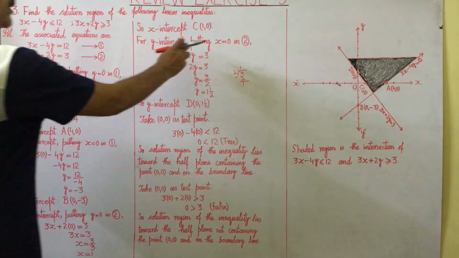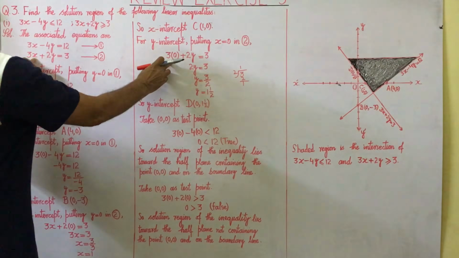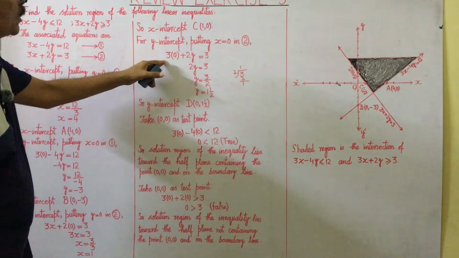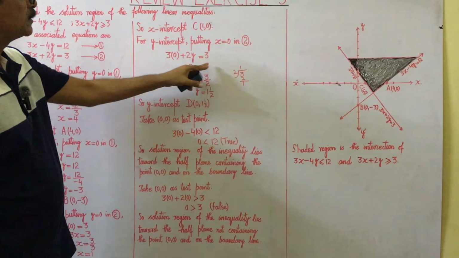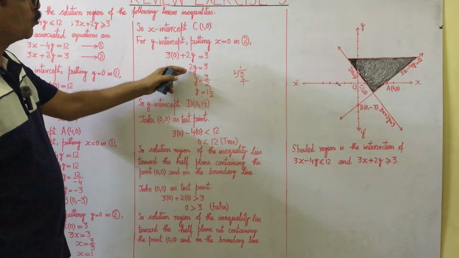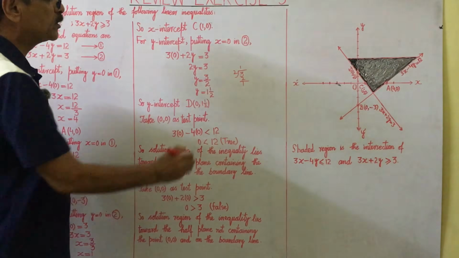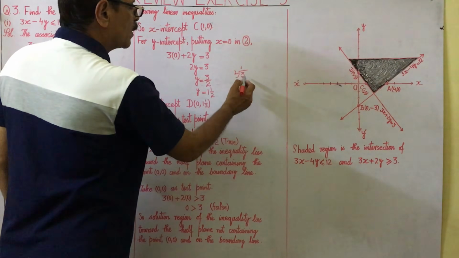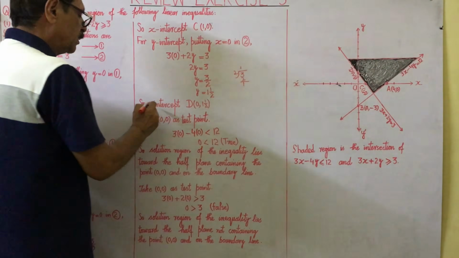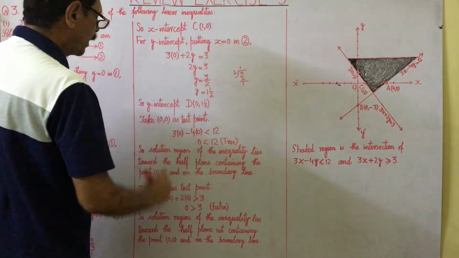For y-intercept, putting x is equal to 0 into 3 into 0 plus 2y is equal to 3. 3 zeros are 0, 0 plus 2y is 2y is equal to 3. Dividing both sides by 2, 2y over 2, 2 cancelled with 2, y is equal to 3 by 2. 3 by 2 is actually 2 ones are 2, remainder is 1. 1 whole 1 by 2. So y-intercept has coordinates 0 and 1 whole 1 by 2.